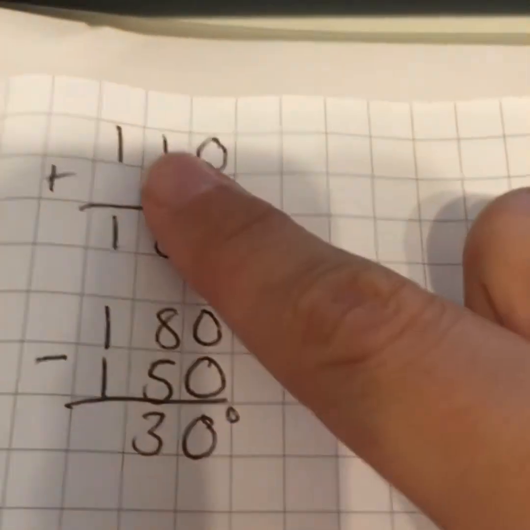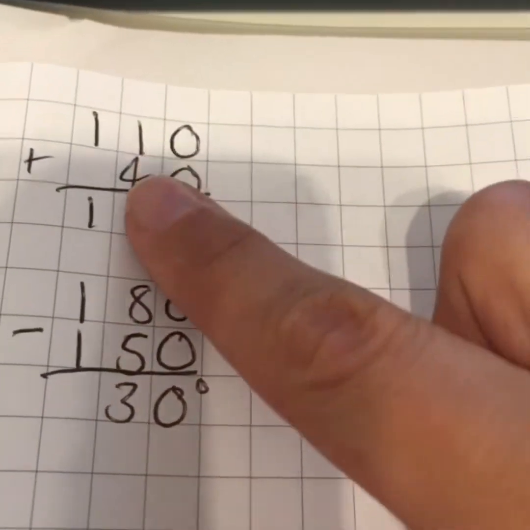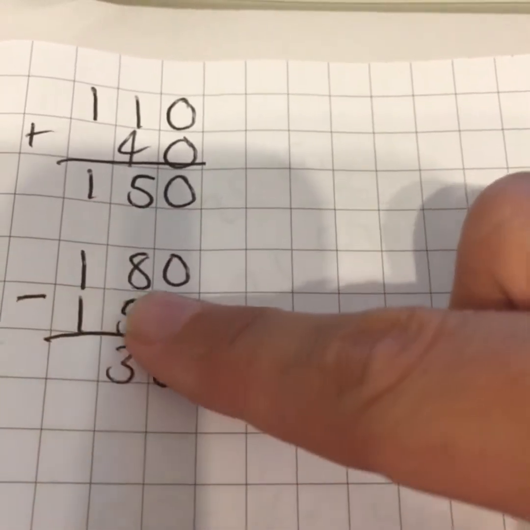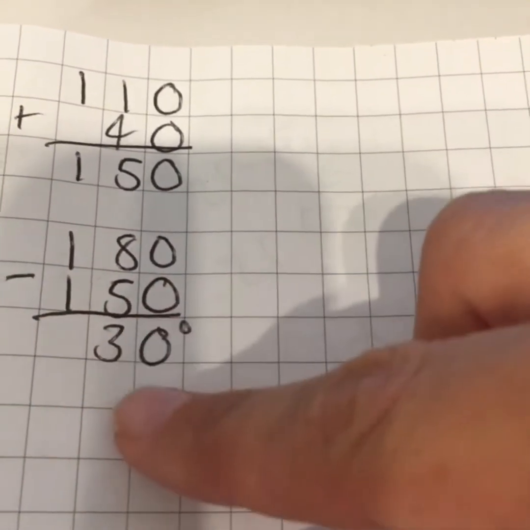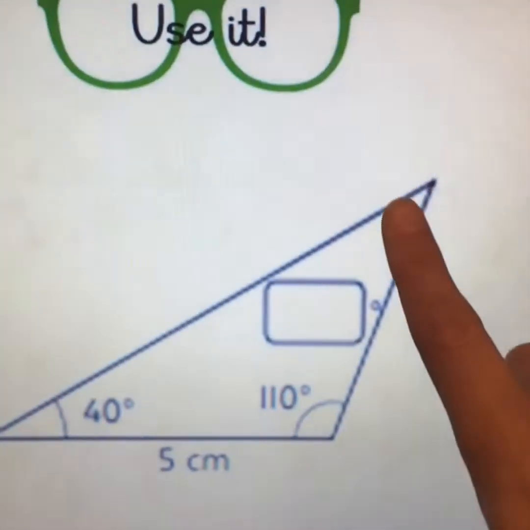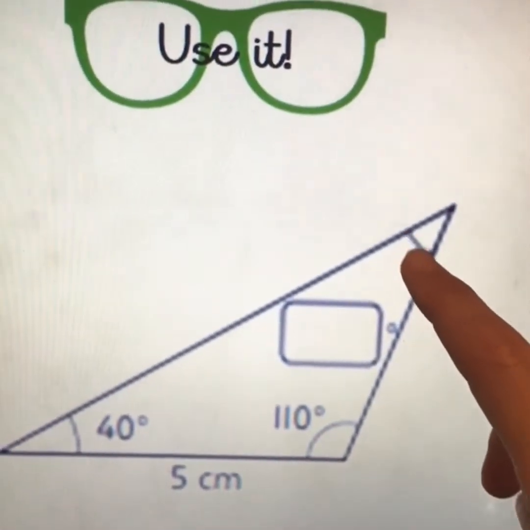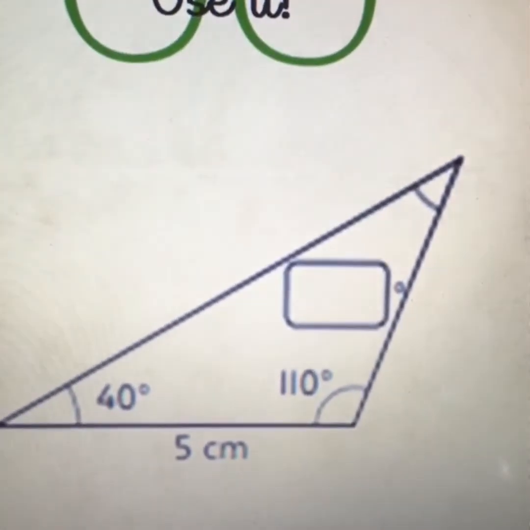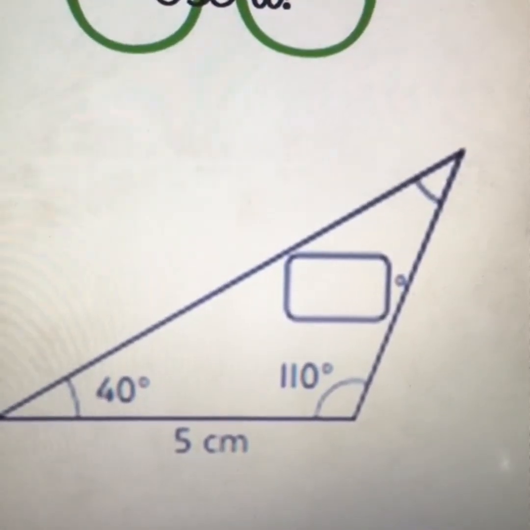So I've gone for 110 add 40. I've added the parts. I've added the angles together, which is 150. The whole thing is 180. So take away the 150 and I'm left with 30 degrees. Does that look like 30 degrees? Does that look less than 45? Does that look acute? Yes, it does. So I'm happy that my answer is correct. Well done if you got that right.